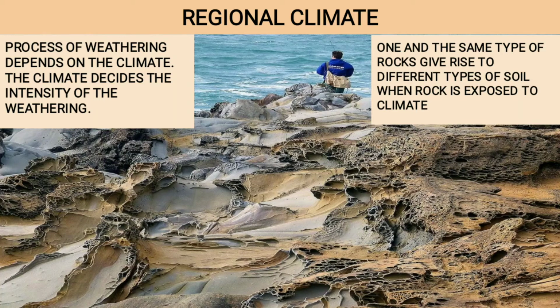Sometimes the weathering is very slow. Sometimes the weathering is very fast. That means the rock particles which come out of the main rock will come out very fast, or sometimes very slowly. That is weathering, the washing away of the rock particles. One and the same type of rock gives rise to different types of soil when it is exposed to different climates. For example, take basalt rock. The same basalt rock, in a hot climate, will give rise to one soil, but in a cold climate another soil will be formed from the same type of rock.